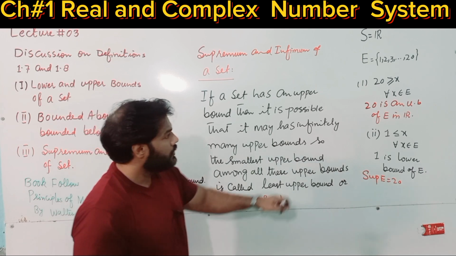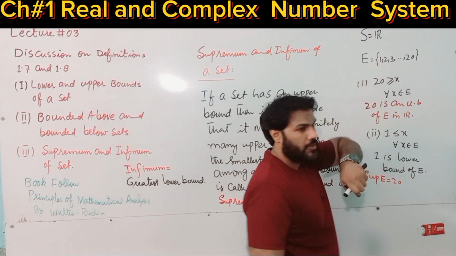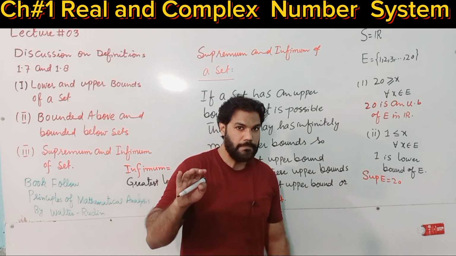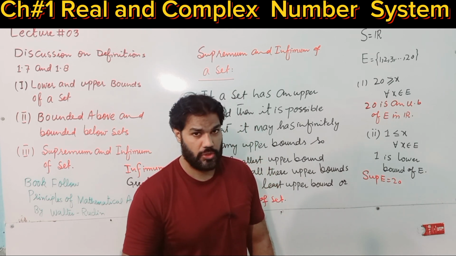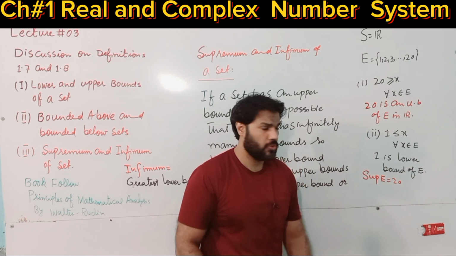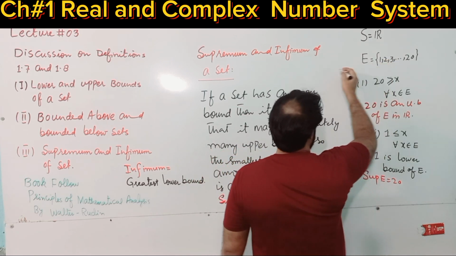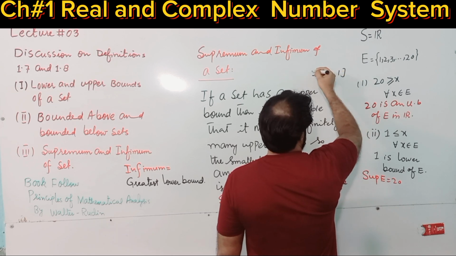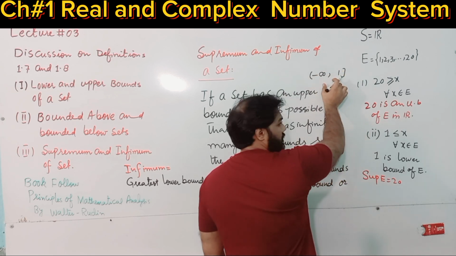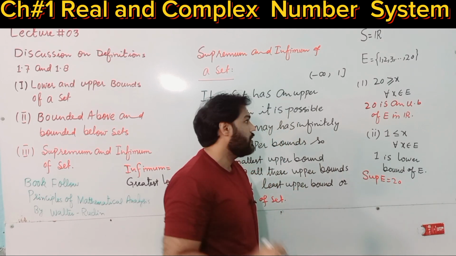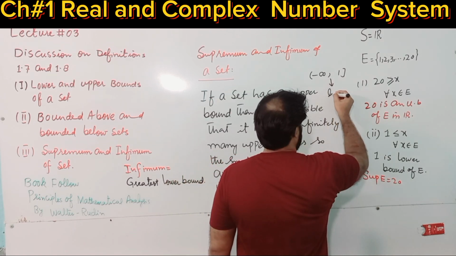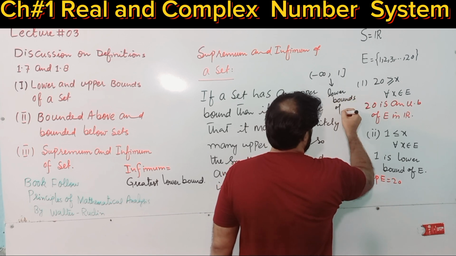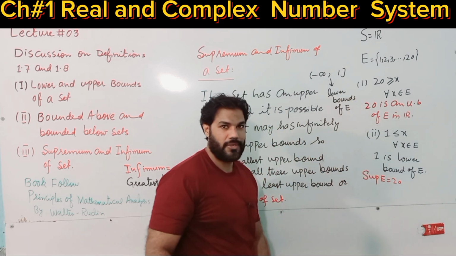In this example, 1 is the infimum of set E, and all the real numbers that are smaller than 1 are also lower bounds of E. So all the real numbers smaller than 1 are minus infinity to 1. This set shows all the lower bounds of set E in the set of real numbers R.